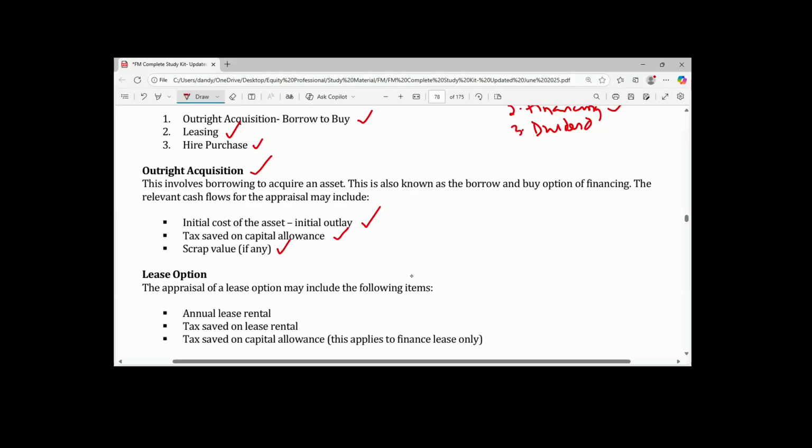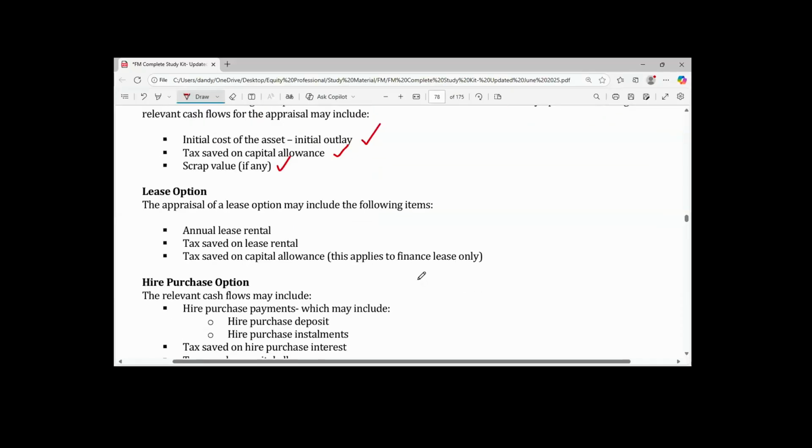If the asset is not financially viable, that means you cannot commit your financial resources into buying the assets. So there will be no need for any of these methods. It is only when the asset is financially viable that you can be talking about this. So the second option is lease.